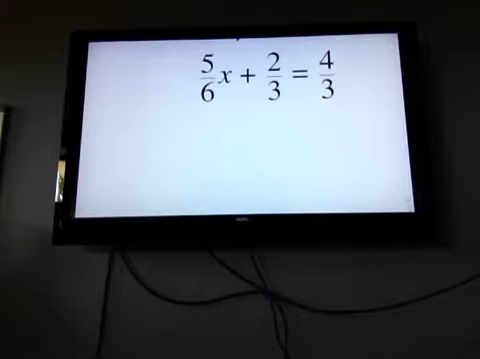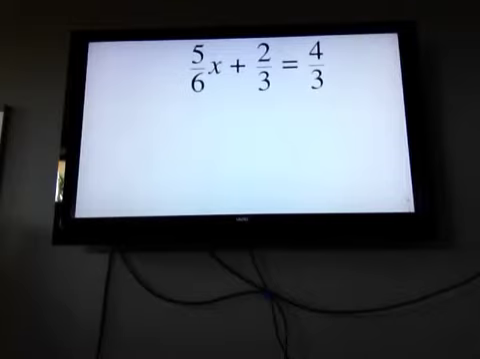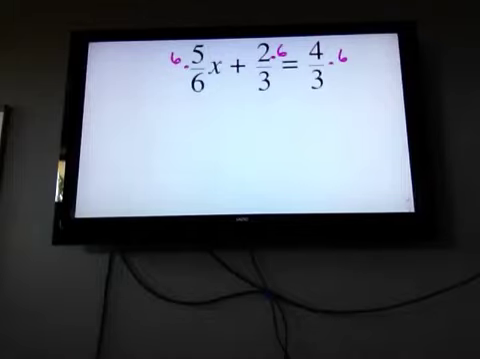What's my LCD on this question? We want to volunteer that answer. 3 terms here. 5/6 is a term, 2/3 is a term, 4/3 is a term. Kayla, it is 6. So every term times that 6. All right, first term, 6 cancels completely with 6, leaving you 5x.